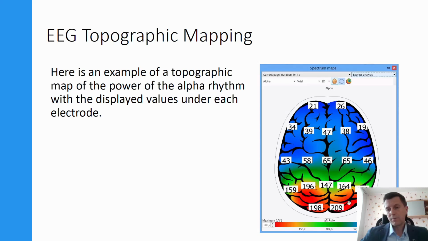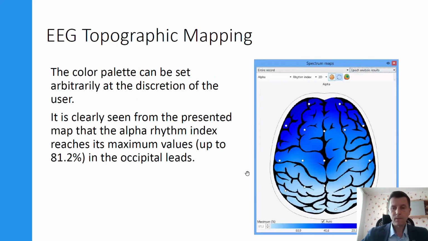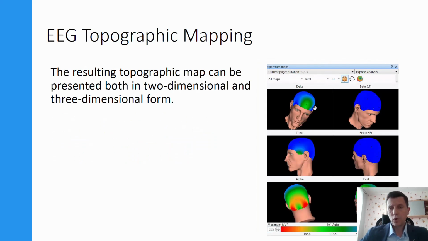For example, on these maps, we can see that alpha rhythm power is maximum on occipital derivations, and the maximum value is 209. Also, we can choose other color lines to build other topographical maps. And for sure, we can use two-dimensional and three-dimensional topographical maps for better resolution.